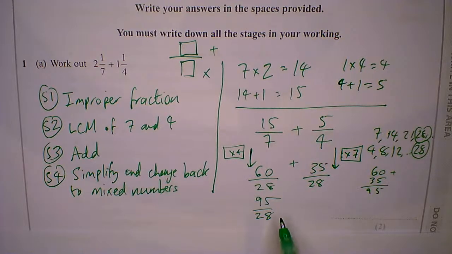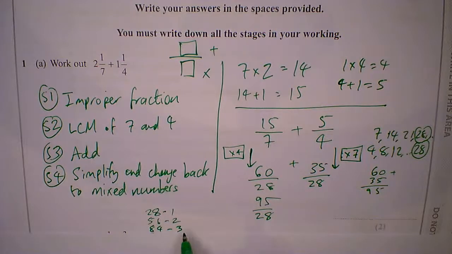So I now need to look at my 28 times table. 28, the next one will be 56, then add another 28, 66, 76, 84.